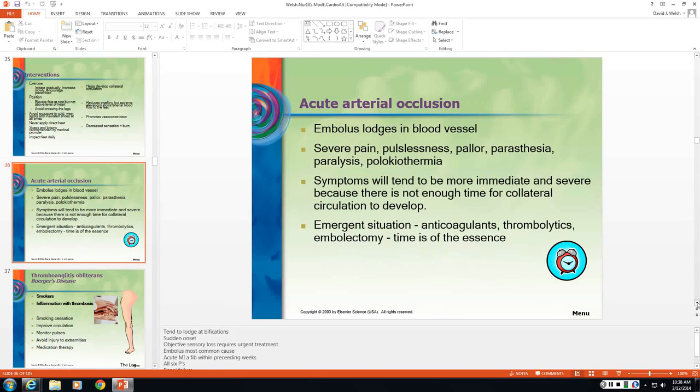Now, acute arterial occlusions, these are emboli that lodge in the blood vessels. They usually tend to lodge at bifurcations. It's usually a sudden, severe onset of pain, pulselessness, pallor, paresthesia, paralysis, and poikilothermia. Like we said, the symptoms tend to be more immediate and severe because there's not enough time for collateral circulation to develop.